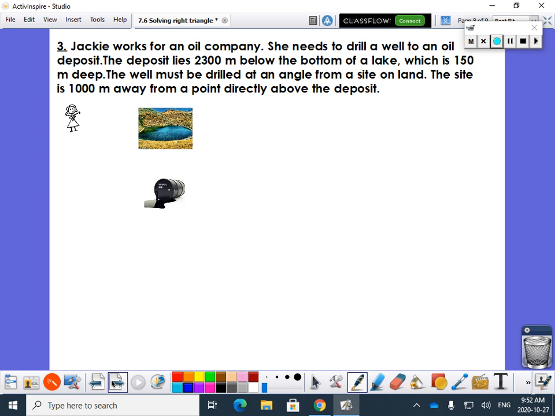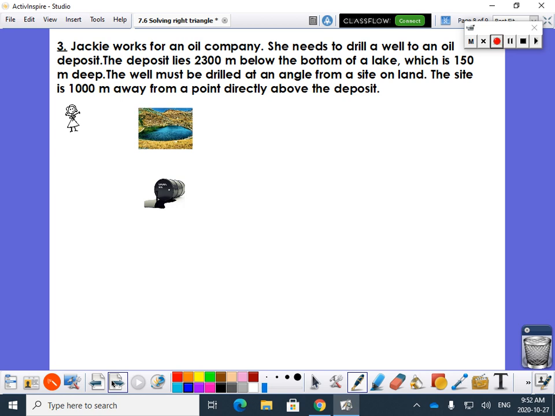So it's saying Jackie is here. She needs to drill a well to an oil deposit, which is down here. The lake itself is 150 meters deep, so from here to here is 150, but then below the well is 2,300 meters to the deposit. So this here is already 150, and then from here to the deposit is another 2,300 meters. Is that okay? Does that make sense?